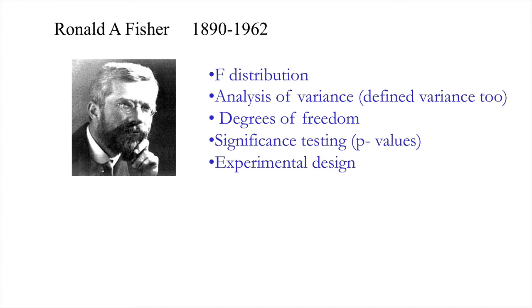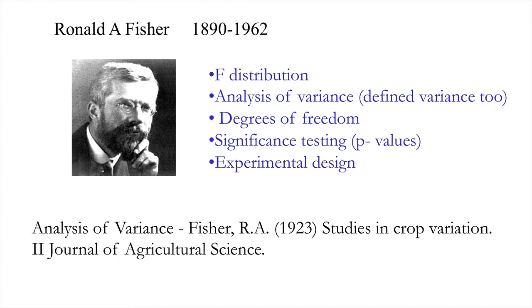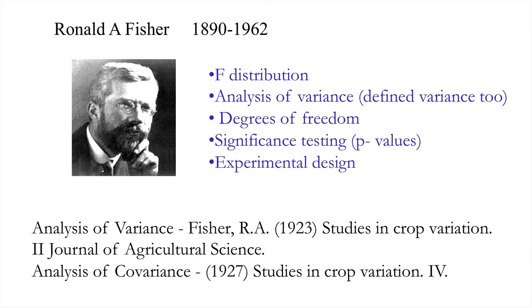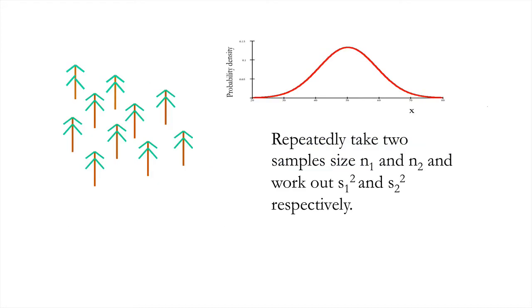I'll now move on to the second element of this first introduction to the analysis of variance and introduce this guy, Ronald Fisher, a really very important influence on modern statistics. He gave us the F distribution, named after him. He also gave us the analysis of variance. He gave us degrees of freedom, which we'll see, significance testing, and made many contributions to experimental design. And you can actually read some of his early papers where he first introduced the concepts of analysis of variance and indeed the analysis of covariance in the 1920s when he worked at an agricultural research station called Rothamsted in the UK. So what is the F distribution?